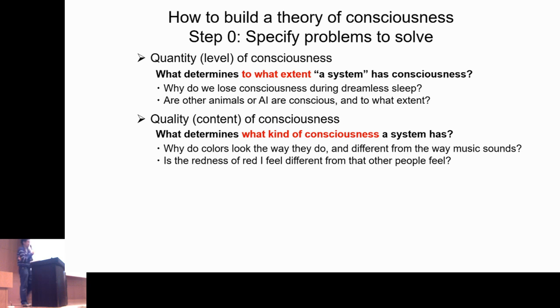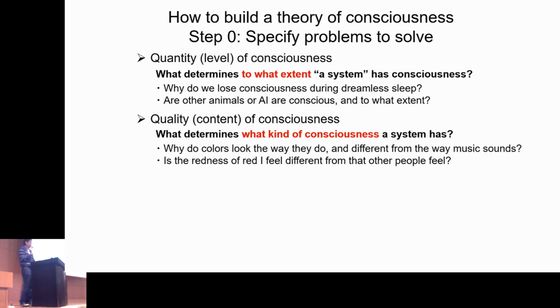The second problem is about the quality or content of consciousness. What determines what kind of consciousness our system has? By the way, I forgot to explain the meaning of system. System is anything. It could be a brain, it could be a PC, a computer, or anything that is the object for IIT. So IIT is a really general theory. It's not just about humans or consciousness or biological things. It can deal with some artificial systems as well. So the word system is a very general word here.